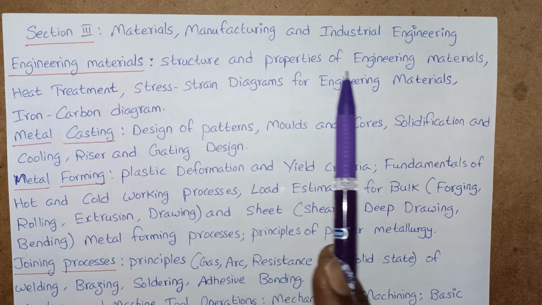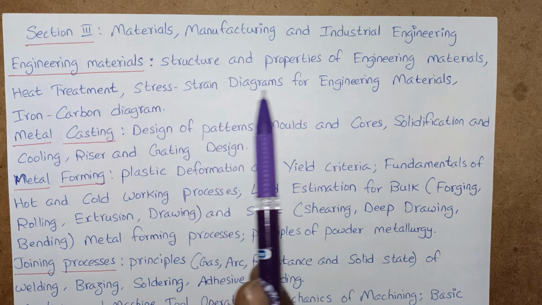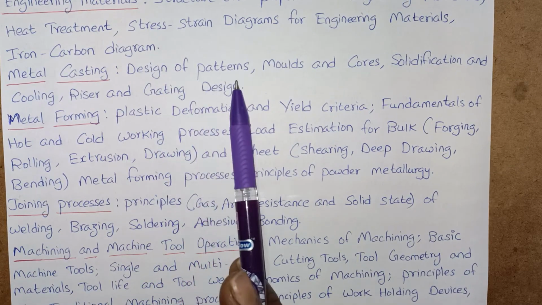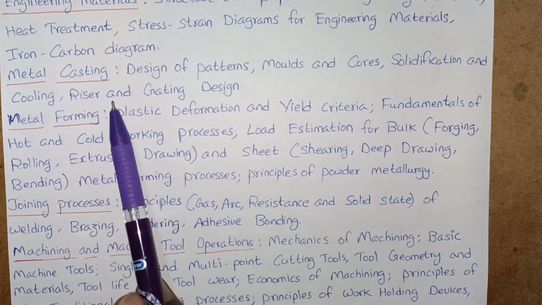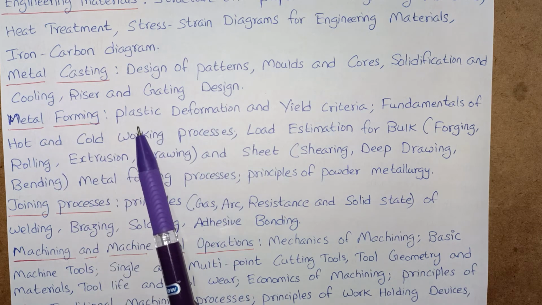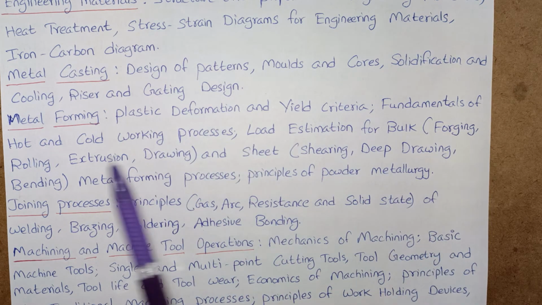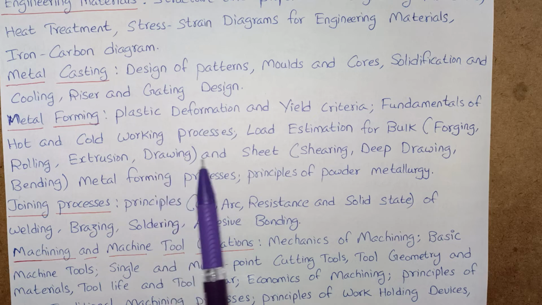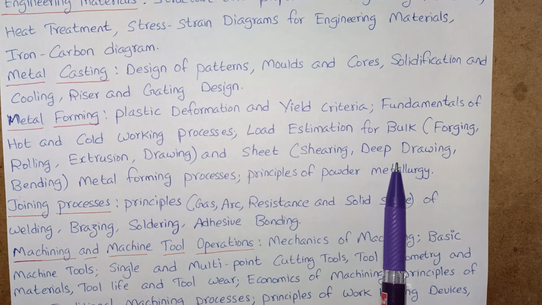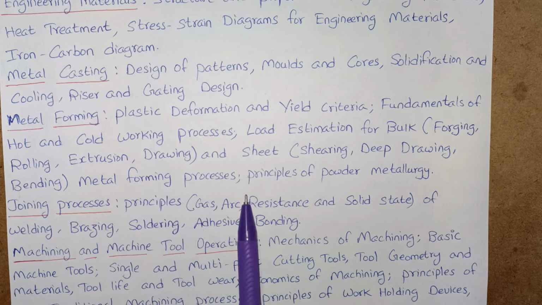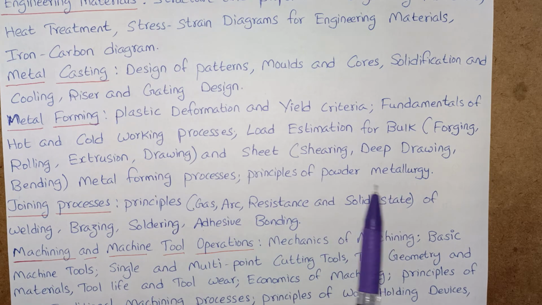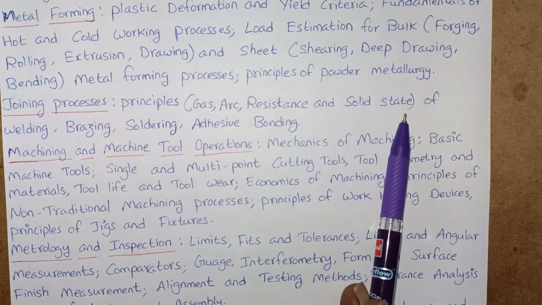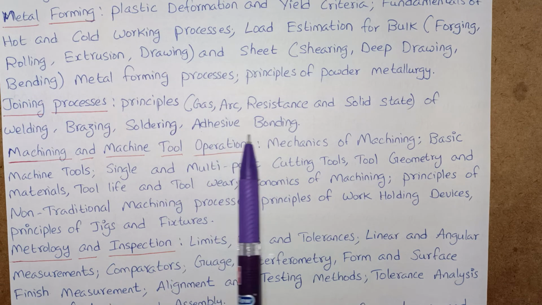Engineering materials: structure and properties of engineering materials, heat treatment, stress-strain diagrams for engineering materials, iron-carbon diagram. Okay, metal casting: design of patterns, molds and cores, solidification and cooling, riser and gating design. Metal forming: plastic deformation and yield criteria, fundamentals of hot and cold working processes, load estimation for bulk forging, rolling, extrusion, drawing and sheet shearing, deep drawing, bending, metal forming processes, principles of powder metallurgy. So this is metal forming. And joining processes: principles, gas, arc, resistance and solid state welding, brazing, soldering, adhesive bonding.